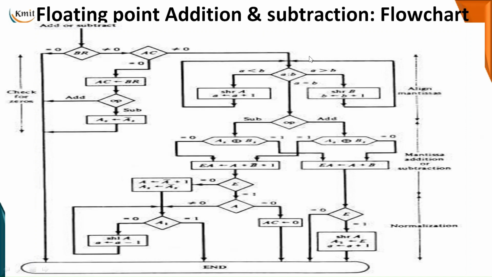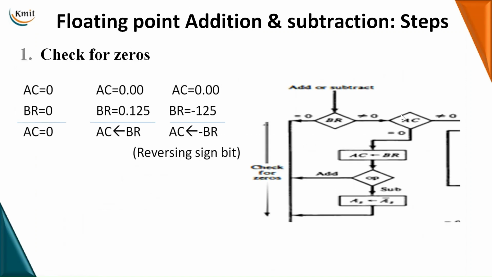So your entire flowchart is comprised of the four steps. If you understand each and every step in detail, you can easily understand this particular flowchart. Let's see each step in detail. The first step of your algorithm is check for zeros. In this step, you need to check if any of your operands is zero.